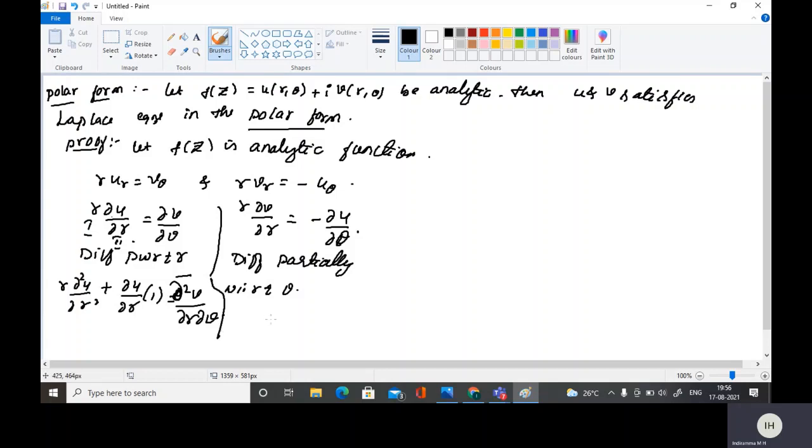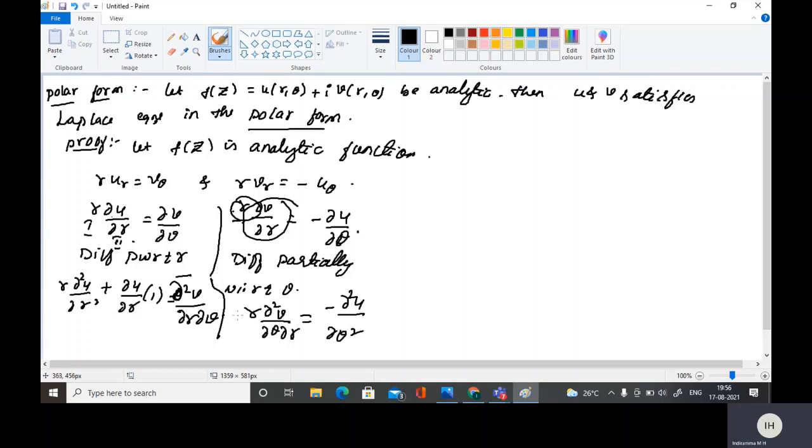Now differentiate this partially with respect to theta. We obtain, since R is constant, keep it out, ∂V/∂R, since V is a function of R and theta both, so we can differentiate that: ∂²V/∂θ∂R. With respect to theta, R constant, I wrote R as it is. I differentiated ∂V/∂R, that is ∂²V/∂θ∂R, which is equal to minus ∂²U/∂θ². Okay, so this is what we got.